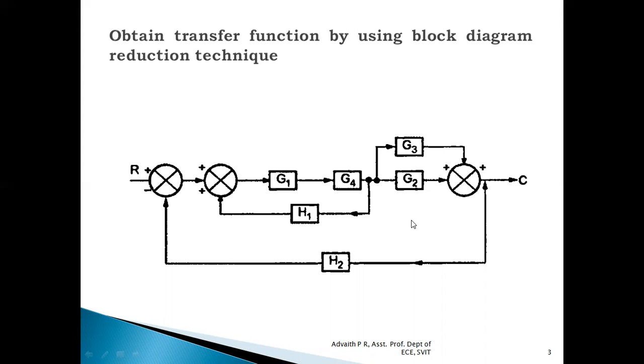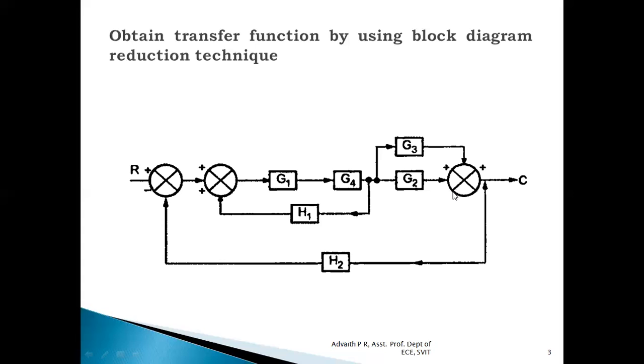In this particular block diagram, if we observe, there are three summing points: summing point 1, summing point 2, and summing point 3. R is the reference input which is being given. C is the controlled output which is being taken. And in the middle, we have different blocks, each with its own transfer function. So using this block diagram, we have to reduce it such that we get a single transfer function.